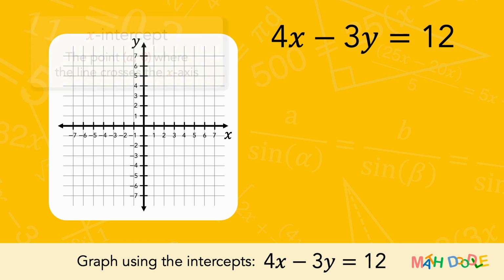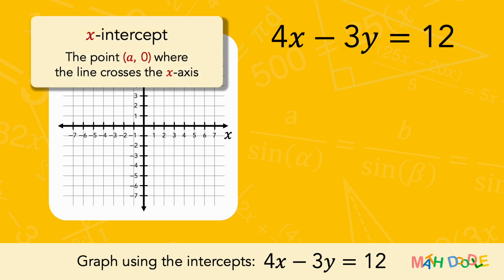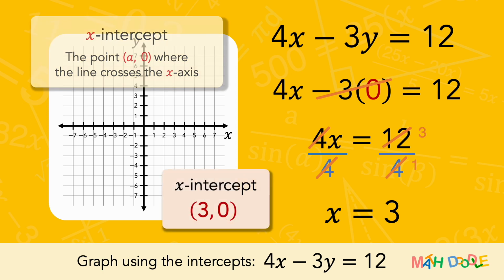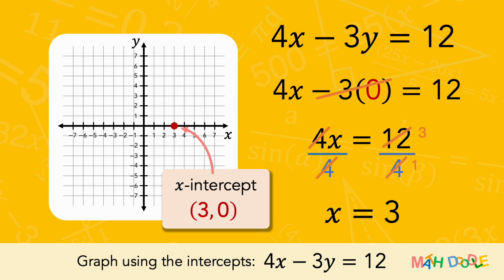First, let's find the x-intercept. At the x-intercept, y is 0. So, let's substitute 0 for y, and solve the equation for x. The equation can be simplified to 4x equals 12. Then, let's divide both sides by 4. So, when y is 0, x is 3. This tells us that the line has an x-intercept of (3, 0), where the line crosses the x-axis.